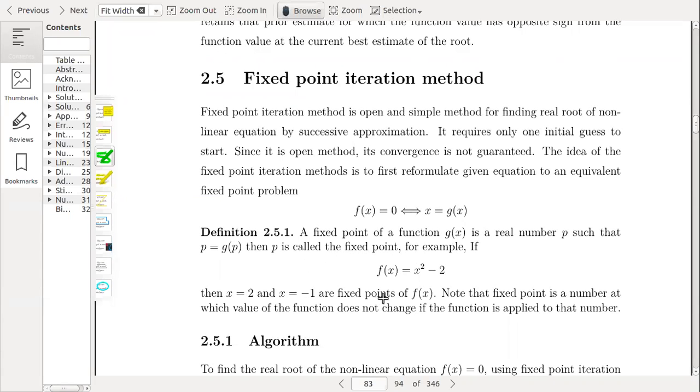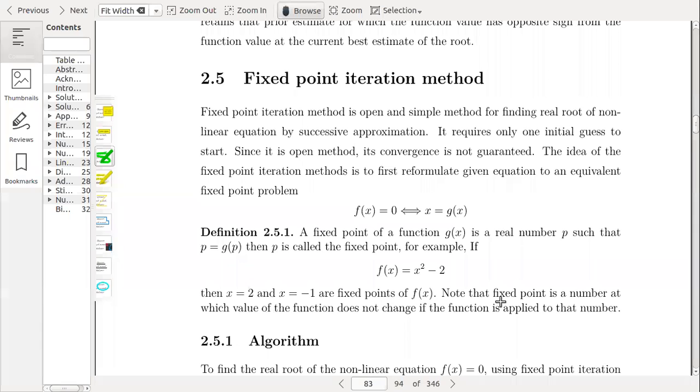For example, if f of x is equal to x squared minus 2 and we replace x with 2, we will get 4 and 4 minus 2 will again be equal to 2. If we replace x with minus 1, this will be 1, and 1 minus 2 equals minus 1. So these 2 points are fixed points of f of x.